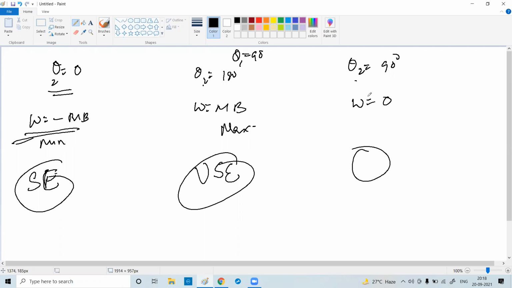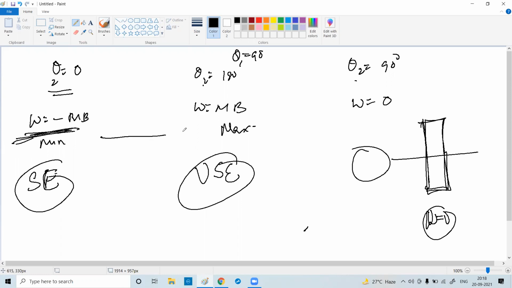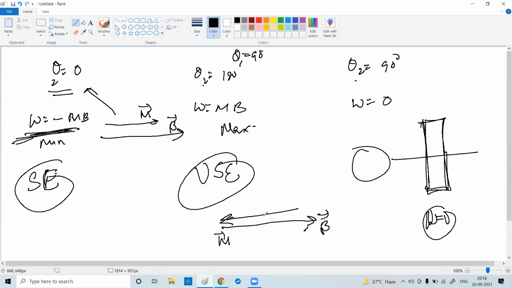Potential energy: if the dipole is in this condition, then there is no energy, no work done, no change of energy. Only when the dipole is in this way, meaning it is in the field. The field is in one direction and the dipole is in the same direction. In this condition, the field is in this direction but the dipole is in the opposite direction. That's why the angle between dipole and magnetic field is 180 degrees. But here both are parallel, so it is 0. Understood?